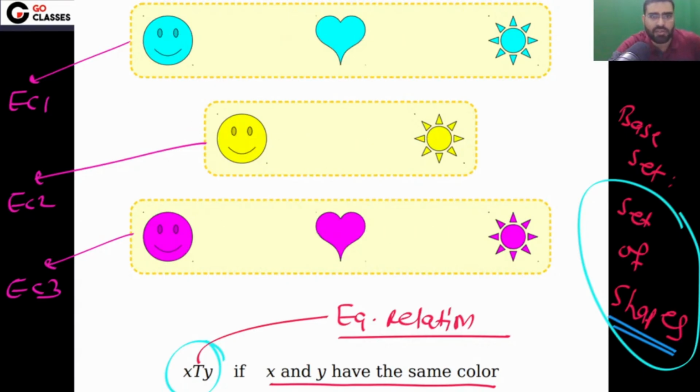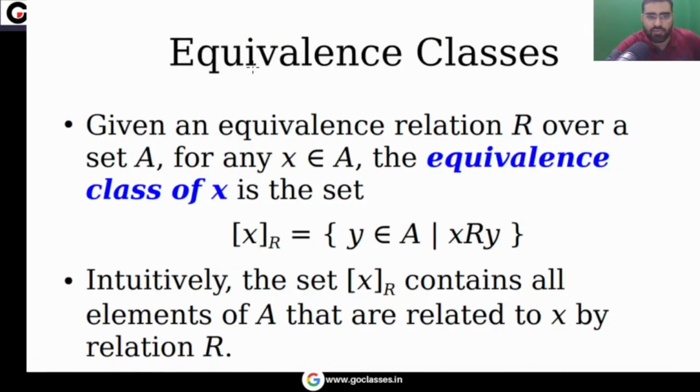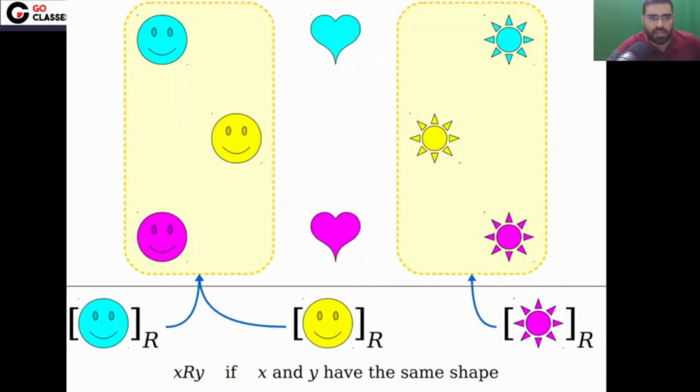Again here the same thing. You can notice that all these have the same color, all these have the same color, all these have the same color. I hope all these points are clear. I hope you understood the equivalence classes. What is the equivalence class? If you want to find the equivalence class of an element X, that will be the set of elements which are related to X. Very simple. Now let's move on.